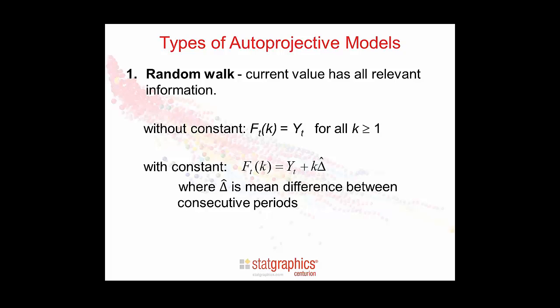Okay. You can modify that. You can actually add a constant value such that the forecast function at lag k, not lag, but k periods ahead, is y sub t plus k times delta. But again, the past history in this case is irrelevant.